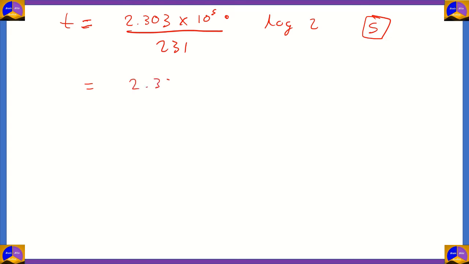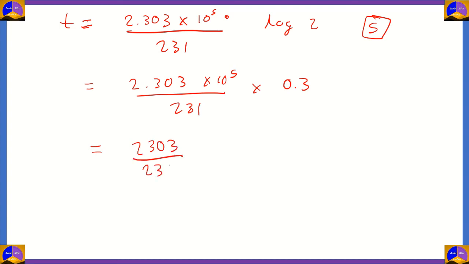So we'll now add in the value of log 2, that is equal to 0.3. So we have 10 raised to 5 here, and we can use that to try and simplify the decimals that we have. So 2.303, in order to convert that into a whole number, we have to multiply that by 1,000. So you can take 10 raised to 3 off from here. So you have 10 raised to 2, that's 100 remaining. 100 times 0.3 gives you 30. So basically you have 2303 divided by 231 into 30 as the answer.